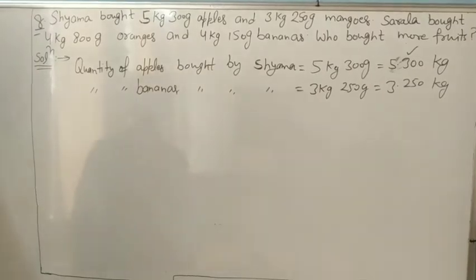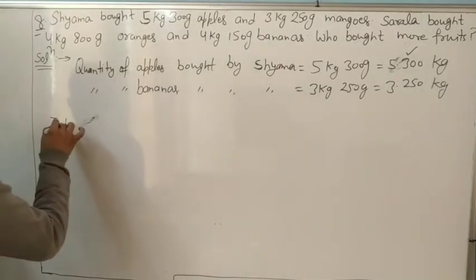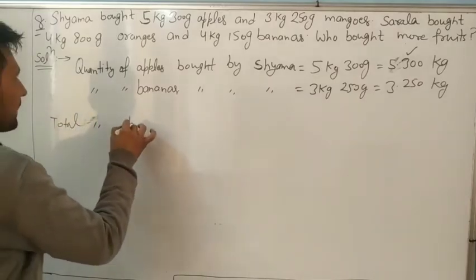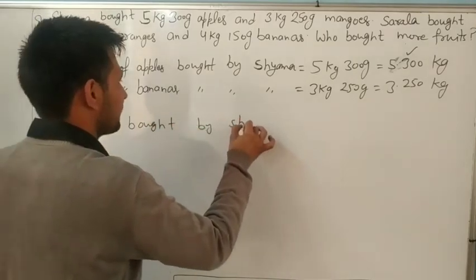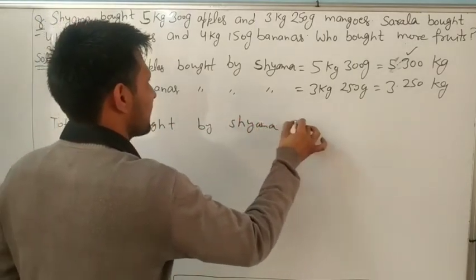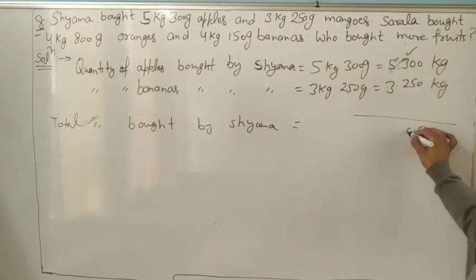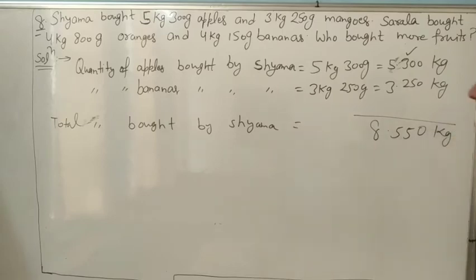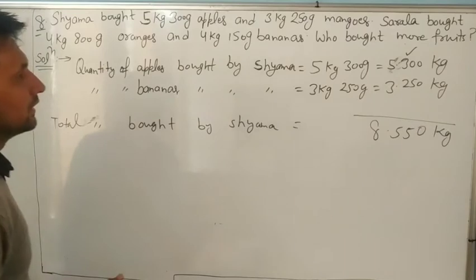Now same as it is, we will find now the total quantity bought by Shyama. Can you find? So you will add them. What is it? 0, 5, 5 and 8 kg. Understand it?